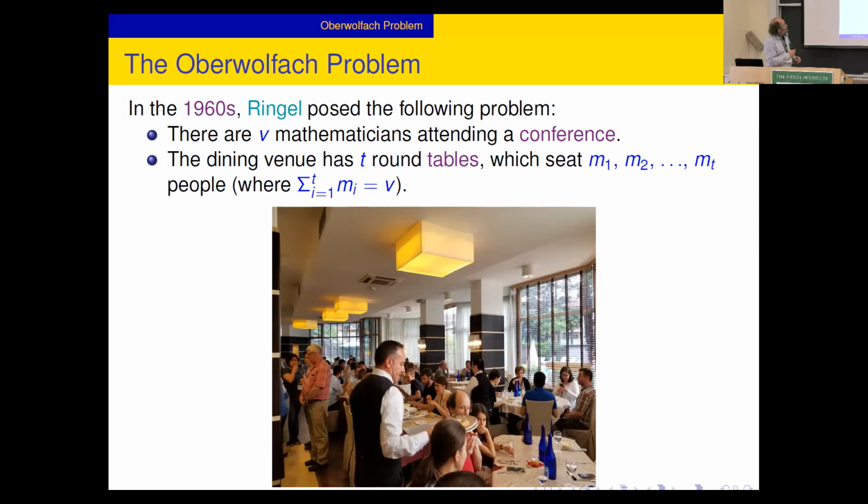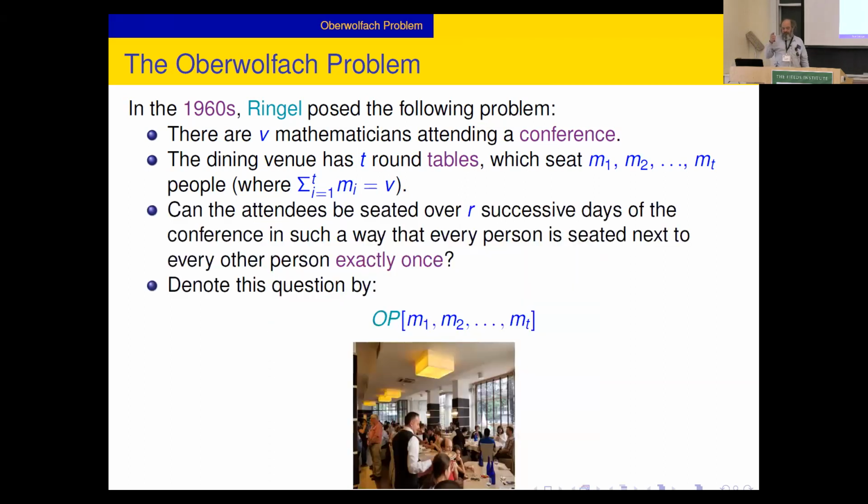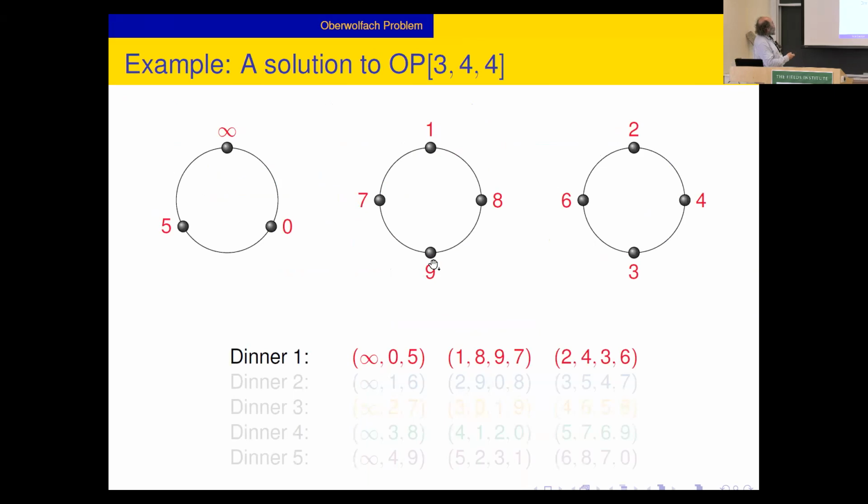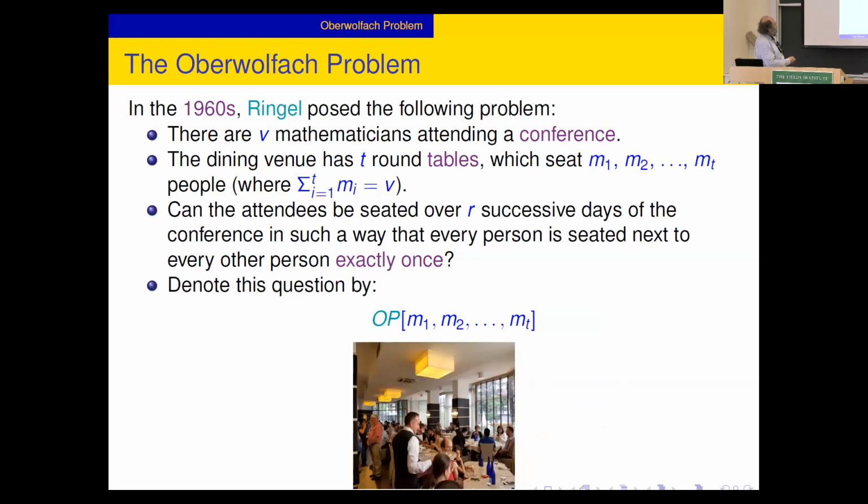It's a seating problem, as Andrea mentioned, and here's Doug waiting for a seat. We have a set of tables, each of size m_i, at the venue. Well, here's an example. The one thing I'll just mention here is the notation. OP(m_1, m_2, ..., m_t) means there are tables of size m_1 up to m_t.